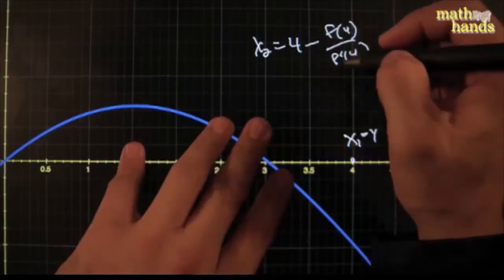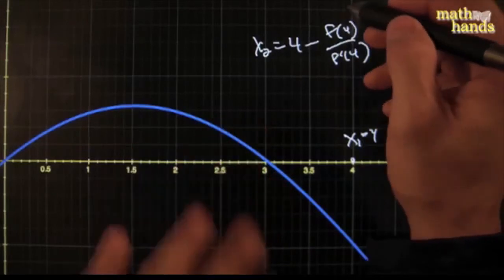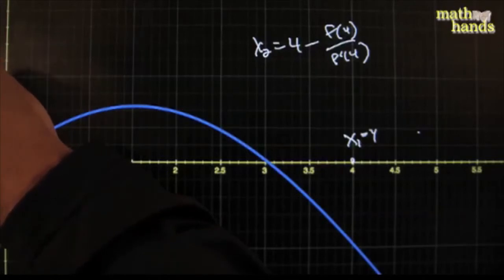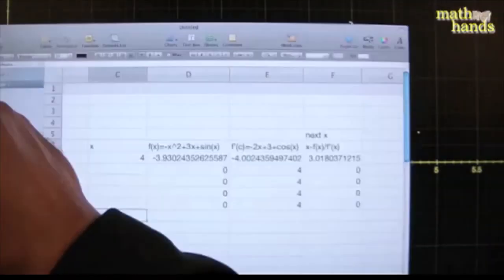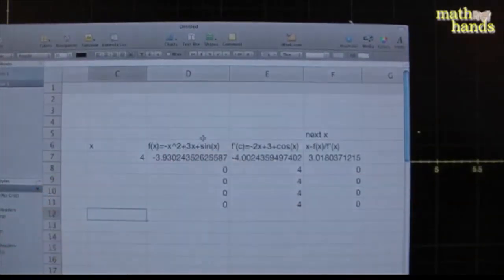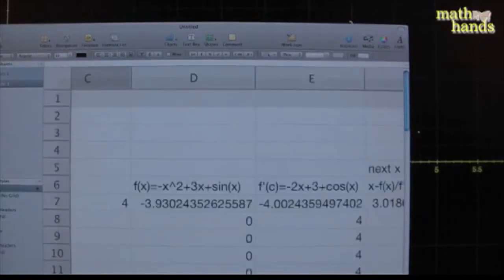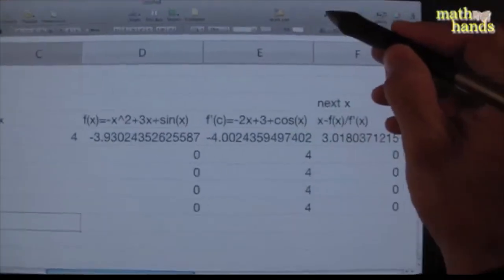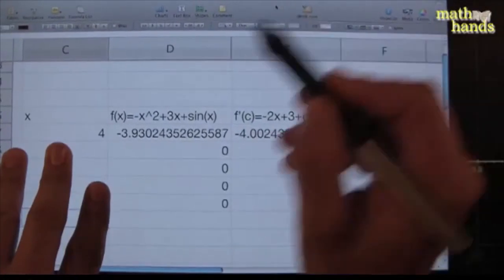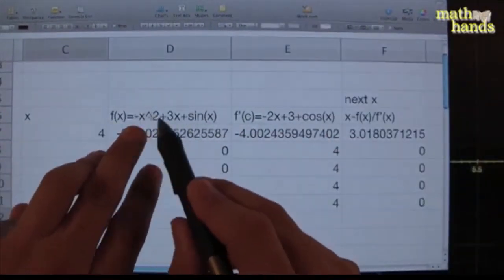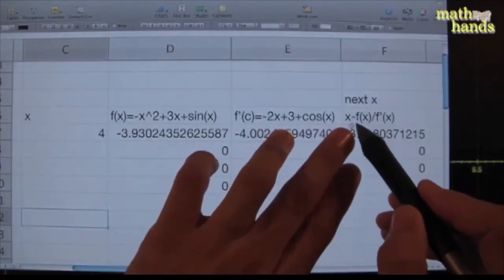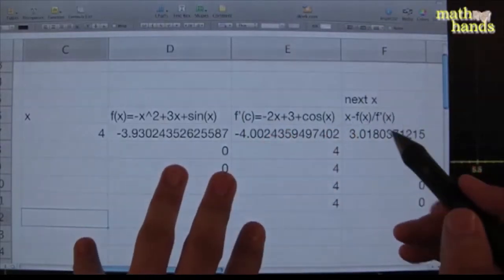Then I already know x2 would be equal to 4 minus f of 4 all over f prime of 4. So this kind of gets old doing this stuff. So I put it on some software. You can choose your software, calculator, whatever you want to streamline the process. Unless you like grunt work, be my guest. I put my function here. This is just a standard spreadsheet. So I put my x value here. I took the derivative, which gives negative 2x plus 3 plus cosine x. And I put my next x. My next x is always x minus f over f prime of x.